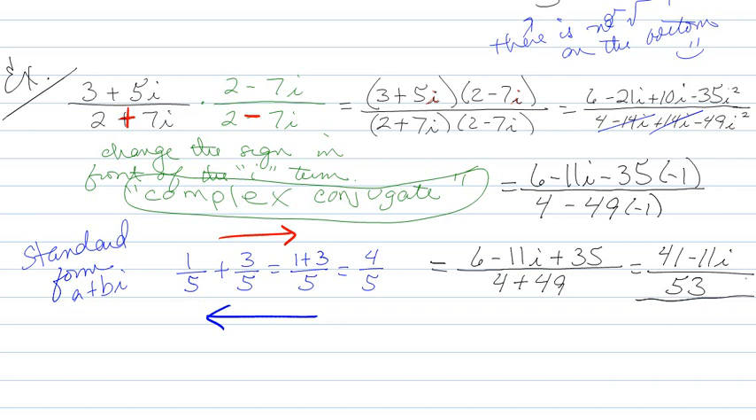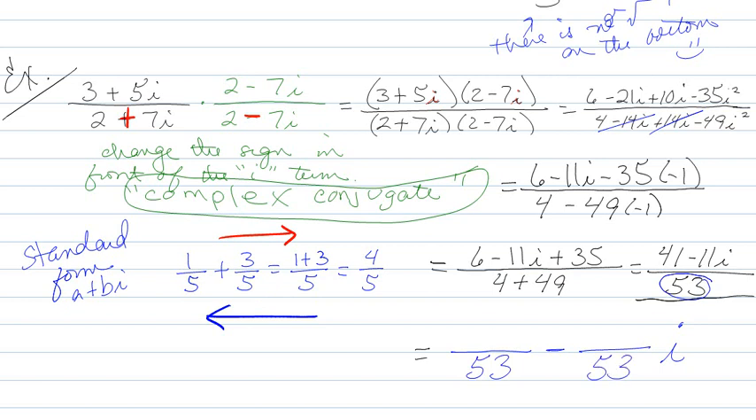So again, over here, I'm going to write it in blue because that's what I'm doing. We've got 41 minus 11i over 53. So I want to break that up, just like I broke up 4/5 into 1/5 and 3/5. So I want something that looks like that. Okay? So over here, when I went from 4/5 to 1/5 plus 3/5, remember the number on the bottom didn't change, right? So over here, the number on the bottom is 53. So that number goes on the bottom.